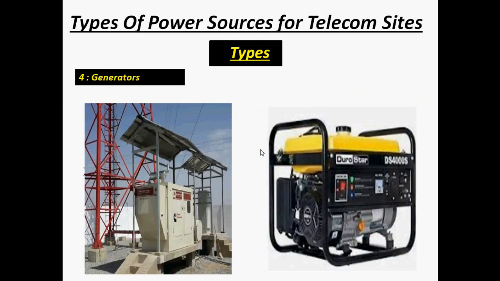Number four is generators. There are two types of generators: fixed and portable. Fixed generators are permanently available on a site, while a portable generator is used for temporary connection to a site. So here you can see two types of generators. Number one is a permanent generator and number two is a portable generator.